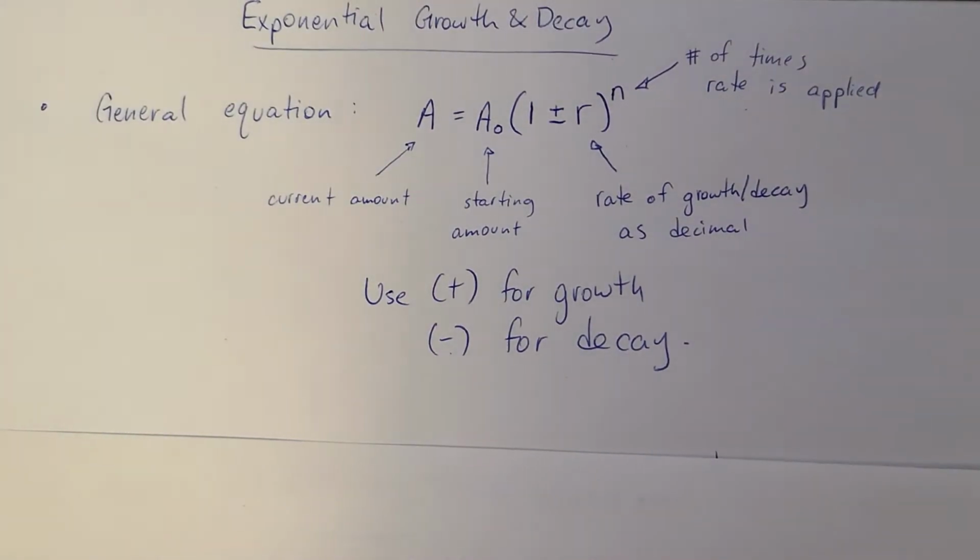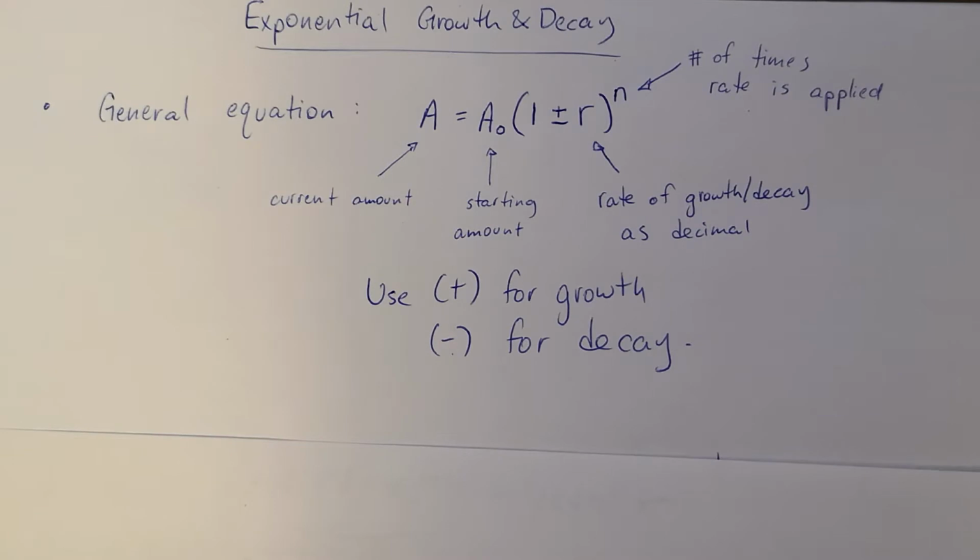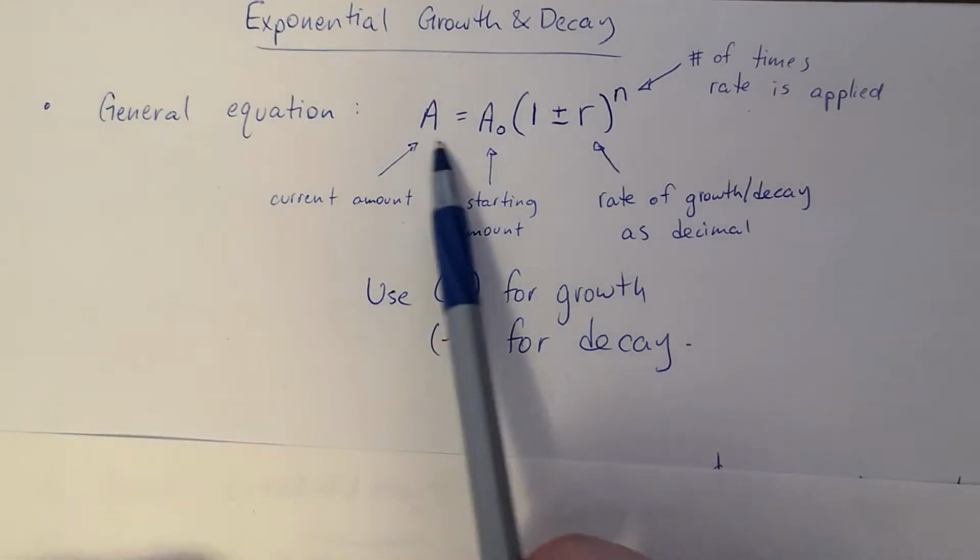Today I'm going to talk about exponential growth and decay. So what I've got on the screen looks pretty complicated. We're going to go through it piece by piece, get some examples done, and take it slow so everyone gets the hang of it. All right? So this general formula looks like this.